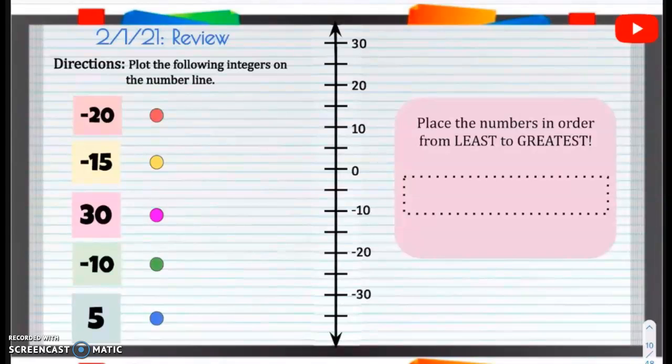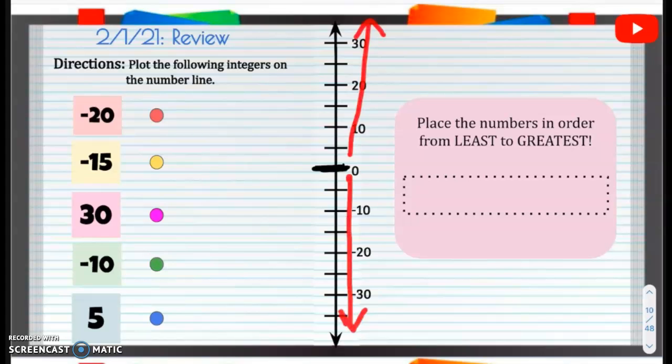All right, our review. We're going to plot the following integers on the number line. So we are going to take these points and plot them on our number line here. Remember, we have a 0. This 0 is going to separate our positive integers, or positive numbers, and our negative numbers. So that 0 separates it.